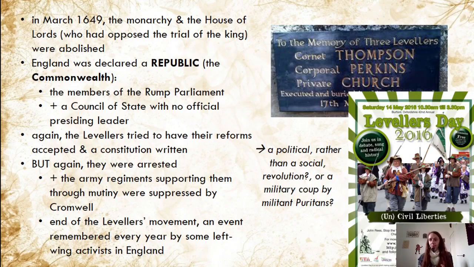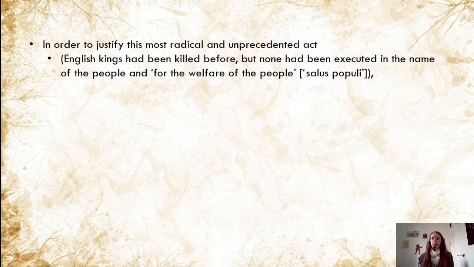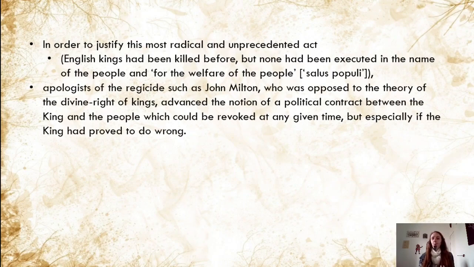This raises the question of whether this was a political rather than social revolution, a military coup by militant Puritans. In order to justify this radical act, because English kings had been killed before, but none had been executed in the name of the people and for the welfare of the people, those were the apologists of the regicide, such as John Milton, who was opposed to the theory of the divine right of kings, advanced the notion of a political contract between the king and people, which could be revoked at any given time, especially if the king had proved to do wrong.